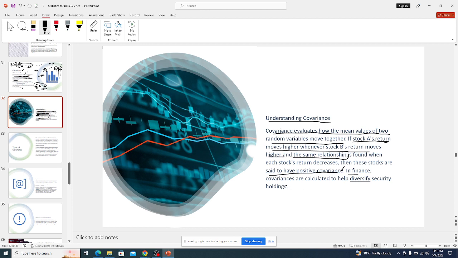And in finance, covariances are calculated to help diversify security holdings. With that, you will see what factors maybe affect a certain security. If a certain factor affects your security in a positive way, then it will be better. If the other one affects it in a negative way, then it will also depend on your diversification strategy.